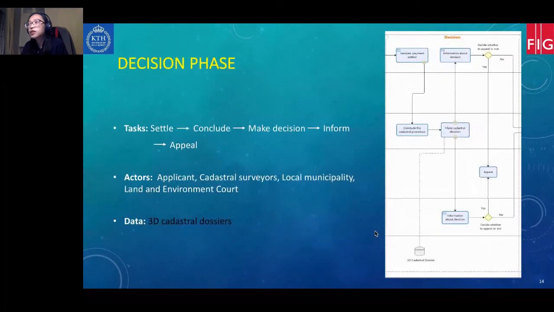And in the decision phase, after the payment is settled, the cadastral surveyor will conclude the cadastral procedure and make a final decision. Both the applicant and the municipality will receive the decision information and decide whether to appeal to the Land and Environment Court or not. The decision includes a property formation model, 3D visualization, and appendices, which are stored in the 3D cadastral dossier. So the output data in the decision phase is the 3D cadastral dossiers.